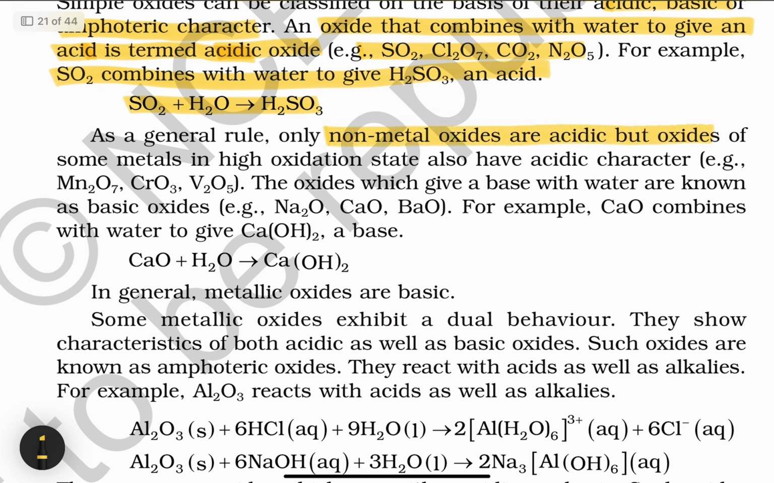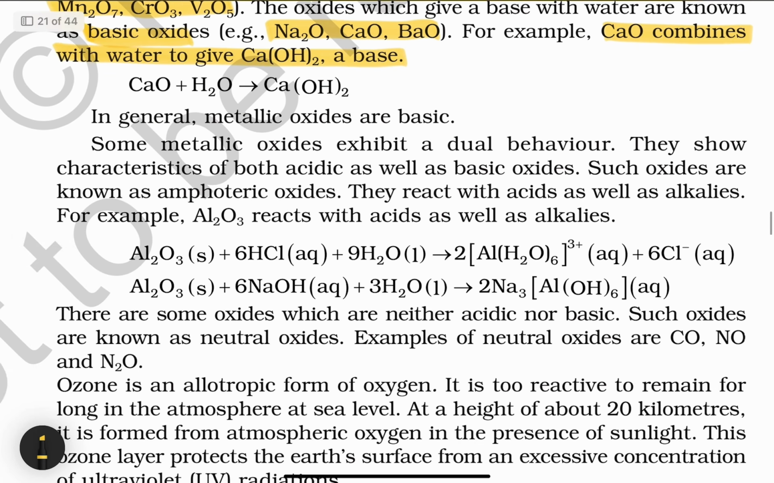Non-metal oxides are generally acidic, but few are having some special characteristics. Metals in high oxidation state also have acidic character. These are all acidic in nature. Basic oxides examples: Na2O, CaO, BaO. CaO combines with water to give calcium hydroxide, a base.